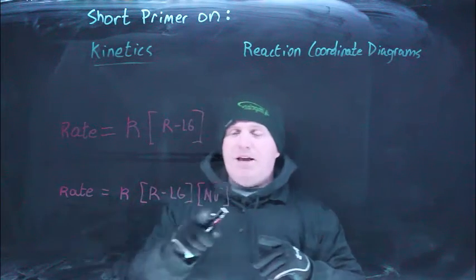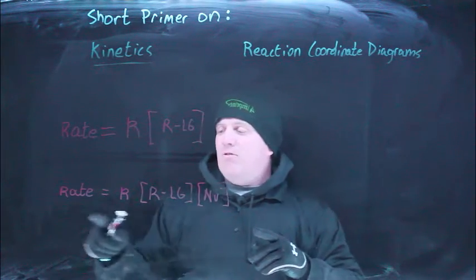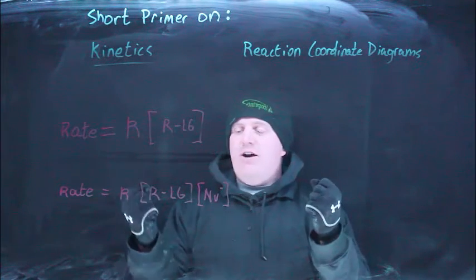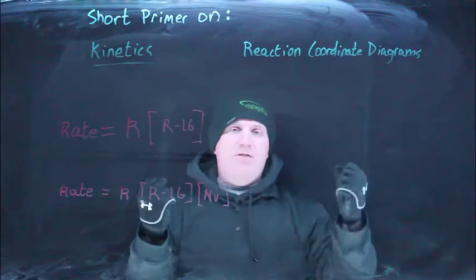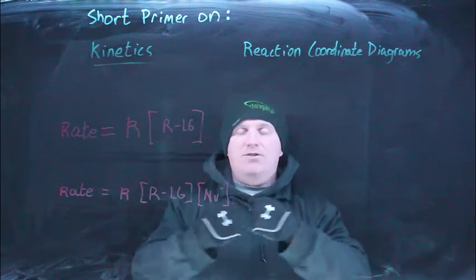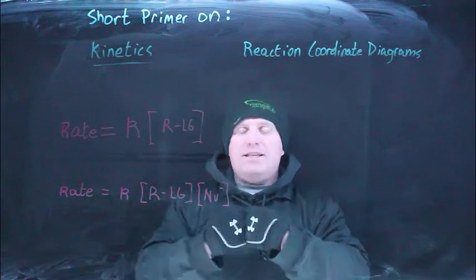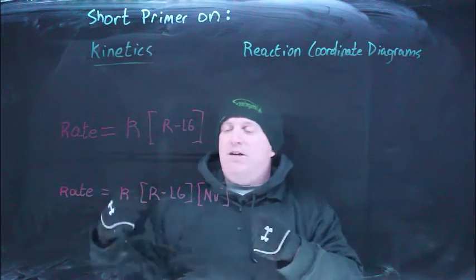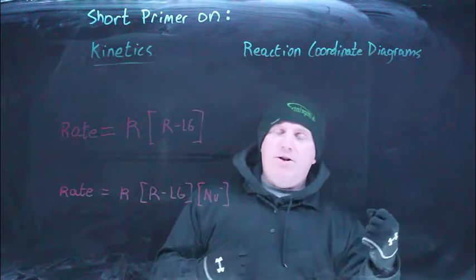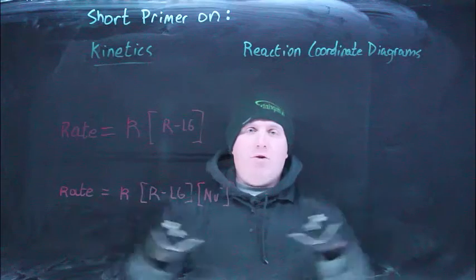Whereas what this is saying is when you're doing a second order reaction, the rate of the reaction depends on the concentration of both the substrate and the nucleophile present, because fundamentally they need to collide in that slow step. What causes this reaction to take place is an actual collision between the substrate and the nucleophile. No collision, no reaction.